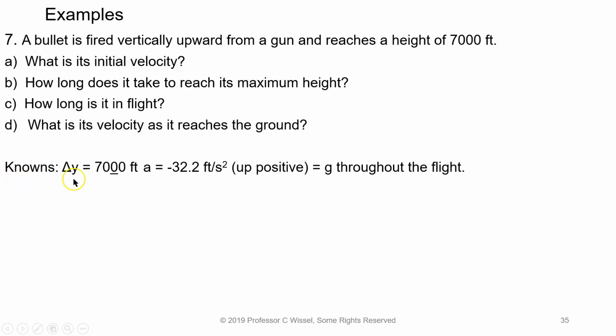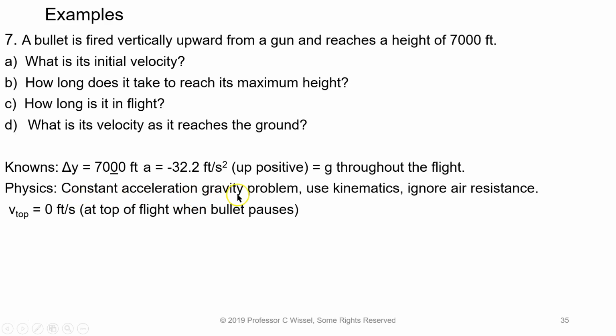First thing you want to do is write down the knowns and unknowns, and I assumed that the sig figs were 3 sig figs here. That's usually a pretty good assumption. So delta y equals 7,000 feet, and the underline here is for that. And the acceleration is minus 32.2 feet per second squared. Up is positive, and g equals g all the way through the flight.